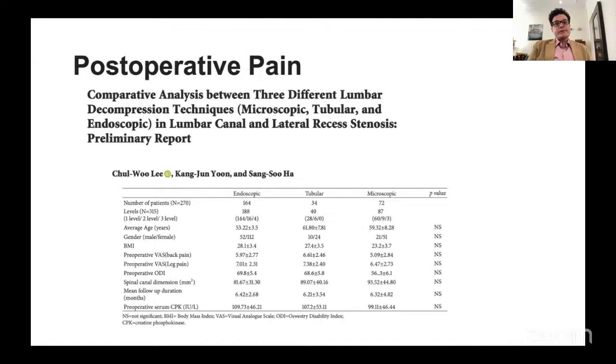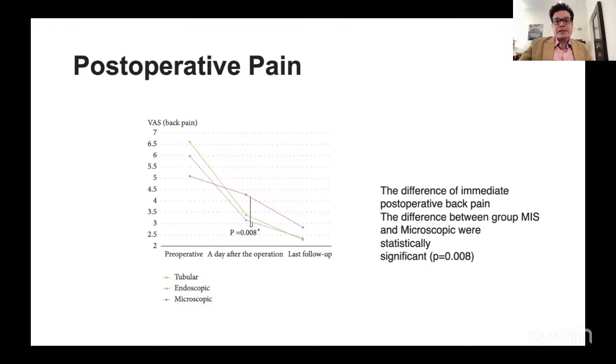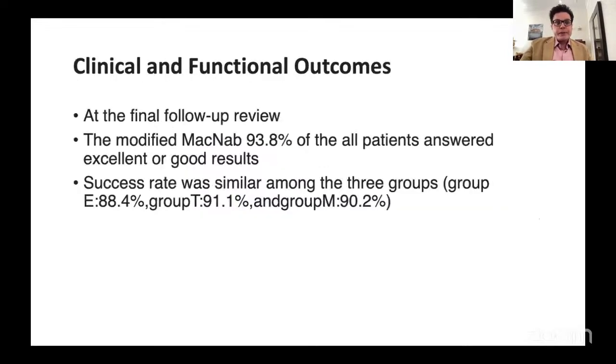Another study from Korea, from St. Peter's Hospital, published in 2019, compared all techniques of decompression: microscopic, tubular, and endoscopic. As we see in the patient demographics and the p-value, NS stands for nothing significant. All the patient demographics were the same. What about the postoperative pain? Postoperative pain was only significant between the MIS group and the open group. So there is no difference in the VAS score between tubular decompression and endoscopic decompression. At the follow-up, the modified MacNab showed improvement of more than 90% in all patient groups, and the success rate was comparable in all groups and was not significant between MIS and endoscopy.